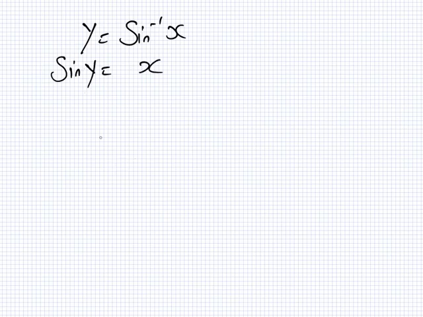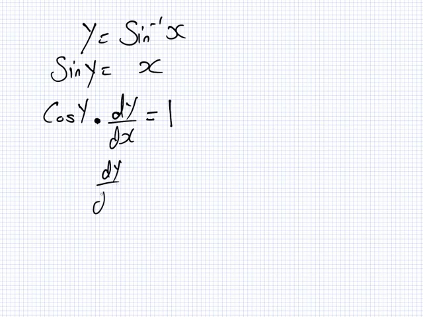Let's use implicit derivatives. What's the derivative of sine y? It is cos y, because from semester 1, the derivative of sine is cos. Cos y times dy dx, and the derivative of x is 1. So dy dx equals 1 over cos y.